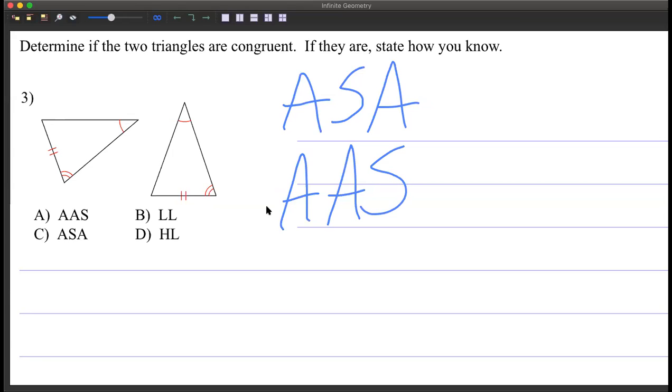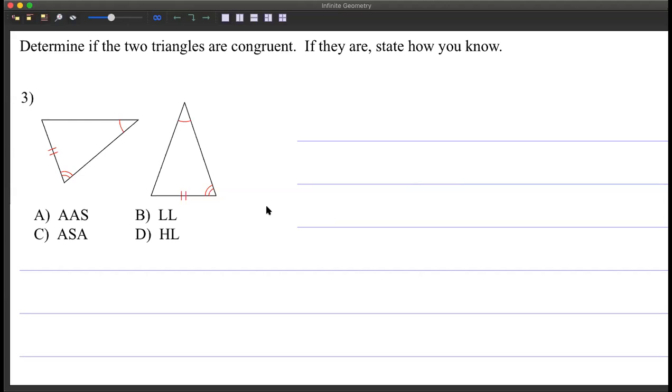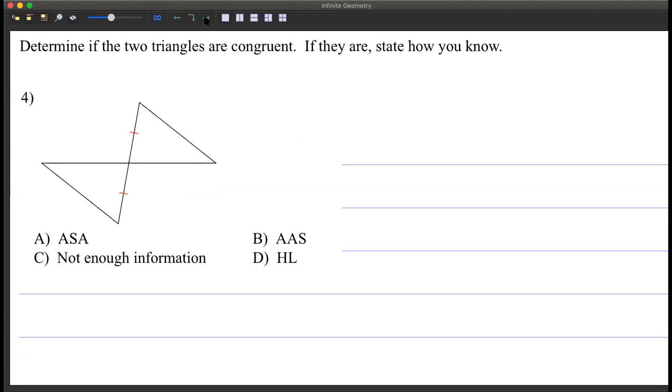Angle, angle, side? Yes, yes. The side that's marked congruent is not the side that connects the two angles, right? Look, here's the side that's marked congruent. It doesn't connect those two angles. I've got one floating around over here. So I cannot pick angle, side, angle. I've got to go with angle, angle, side. Yes. Hooray. All right, let's keep going. Let's see how many we can get through.